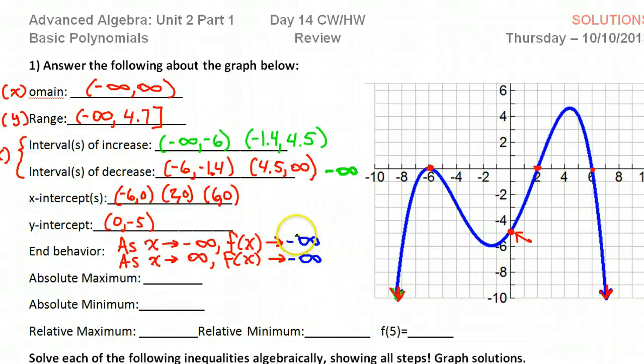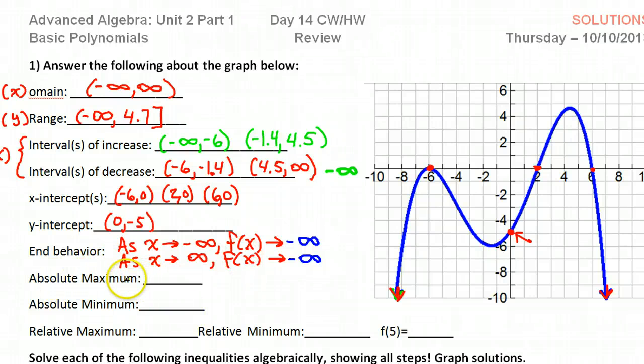So if it's going up, on the left, we'll do a positive infinity here. If it's going down, we put negative infinity. So this is down, down, so negative infinity, negative infinity. You could really just memorize the red part because it won't change.